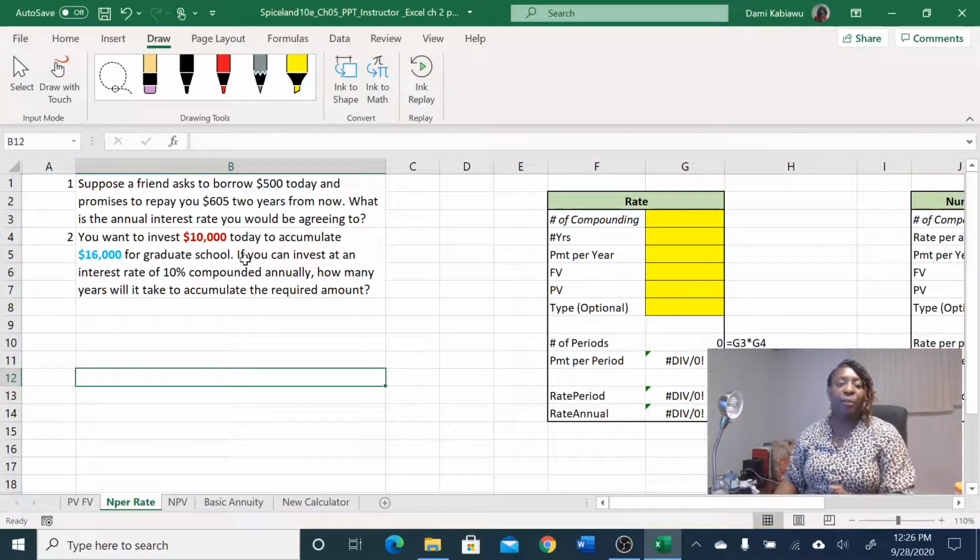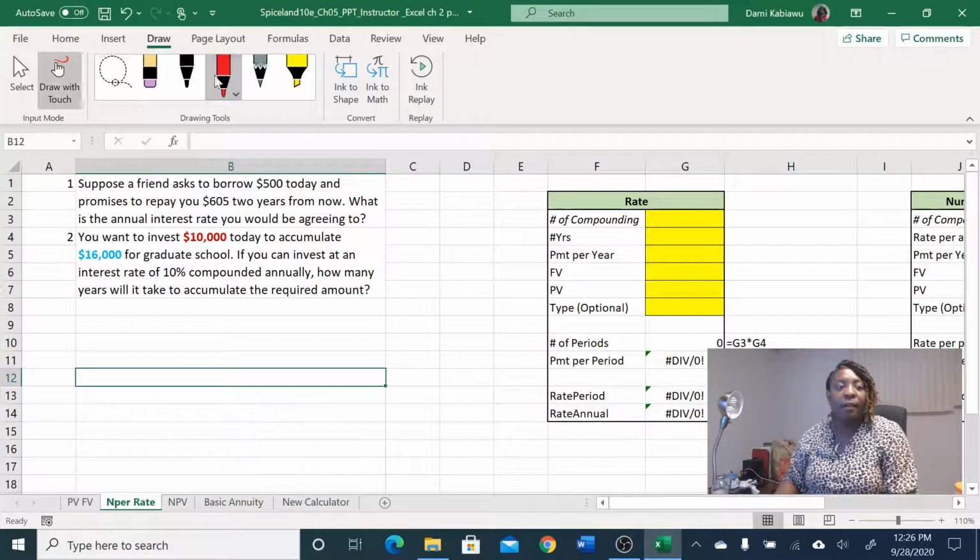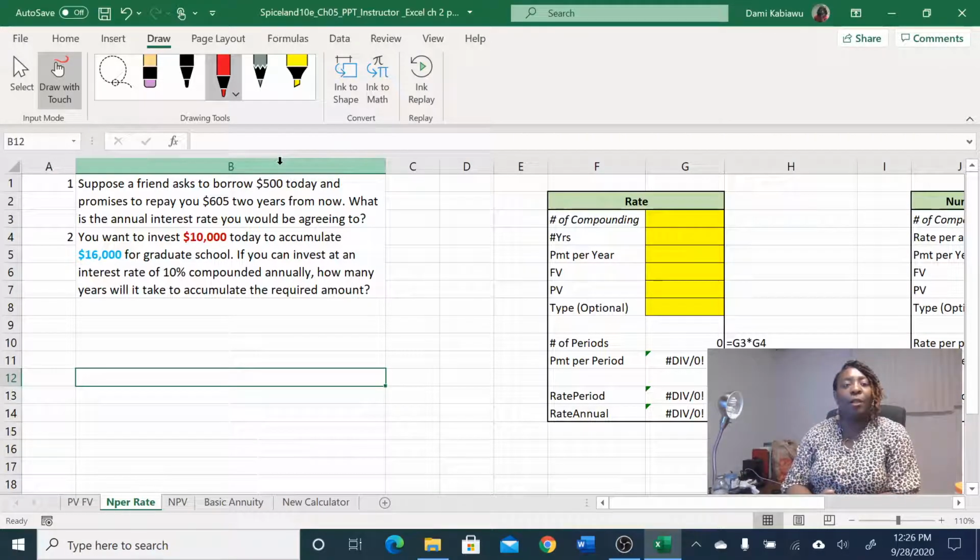So let's tackle the first problem. Suppose a friend asks to borrow $500 today and promises to repay you $605 2 years from now. What is the annual interest you're agreeing to pay? Now, in this problem, we're going to treat the 500 as the outflow. So you are the person trying to figure out the interest rate that you are agreeing to receive.